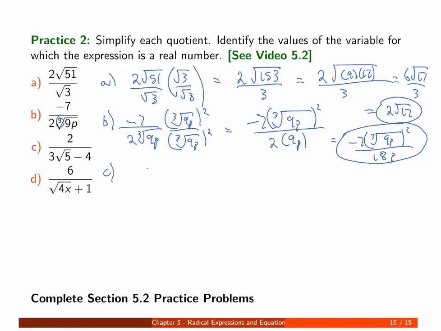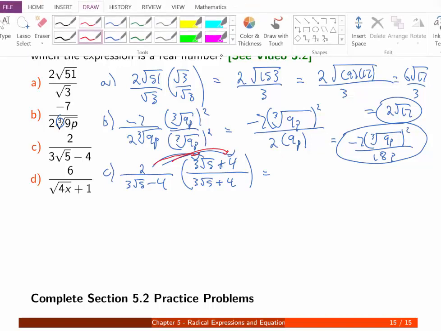Letter C. Looks quite basic, doesn't it? Looks quite easy. But since you have a binomial in the denominator, you're going to have to multiply by the, you guessed it, the conjugate. The top, again, you're going to have to distribute. I'm starting to get lazy here with my writing. Okay, distribute these guys in. And maybe I'll just write down this is the conjugate.